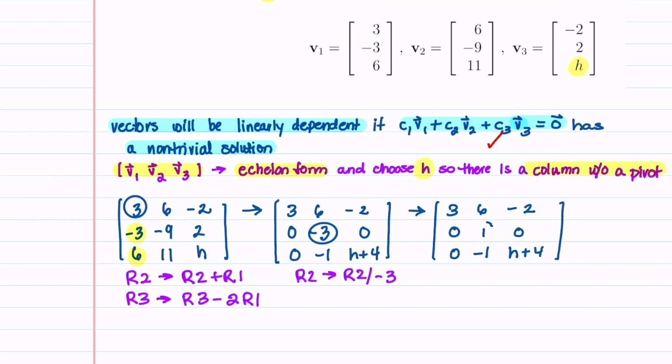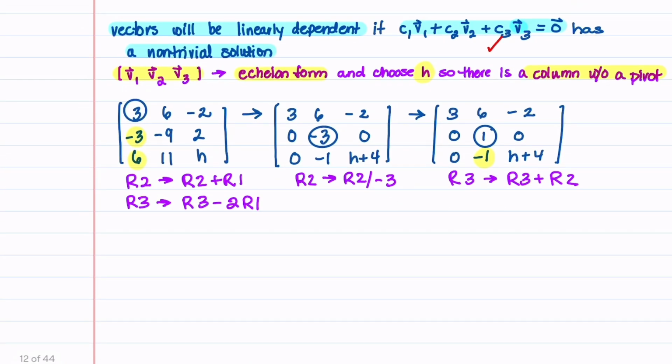Now let's go ahead and circle our pivot. And this -1 is going to have to go to 0. So we're going to take row 3 and replace it with row 3 plus row 2. We'll give ourselves a little bit more space.